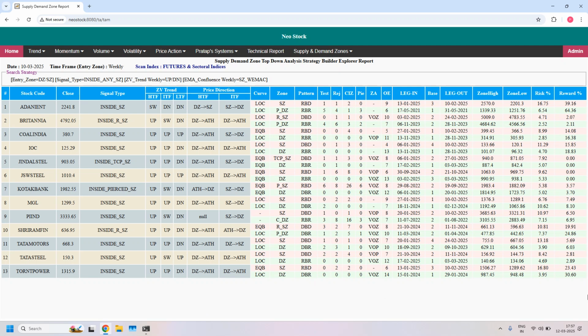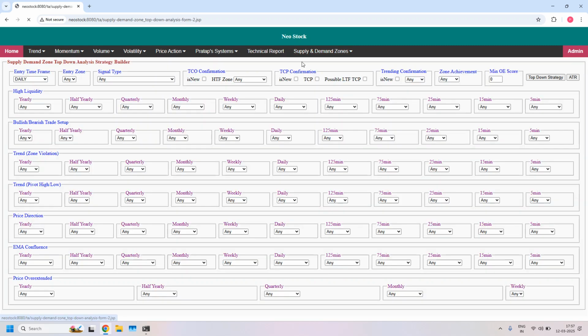Now the list has come down to 13 stocks. These 13 weekly supply zones are having weekly EMA confluence, and for those weekly supply zones the current price is closed in those weekly supply zones. Okay, this is about weekly time frame. The next time frame is daily.